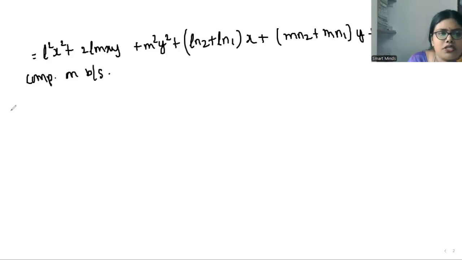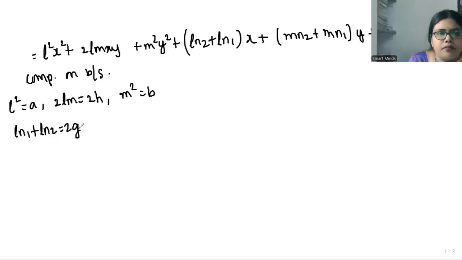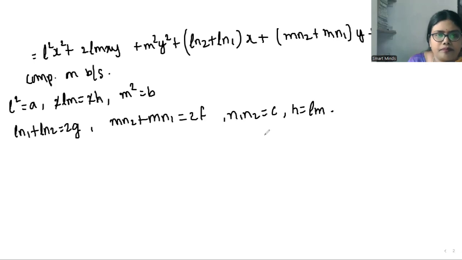If you compare on both sides, you will get L square is equal to A, 2lm is equal to 2h, m square is equal to b. Then ln1 plus ln2 is equal to 2g. Then mn2 plus mn1 is equal to 2f. Then n1 n2 is equal to c. And here if we cancel this 2 and 2, you will get h is equal to lm. H is equal to lm you will get.